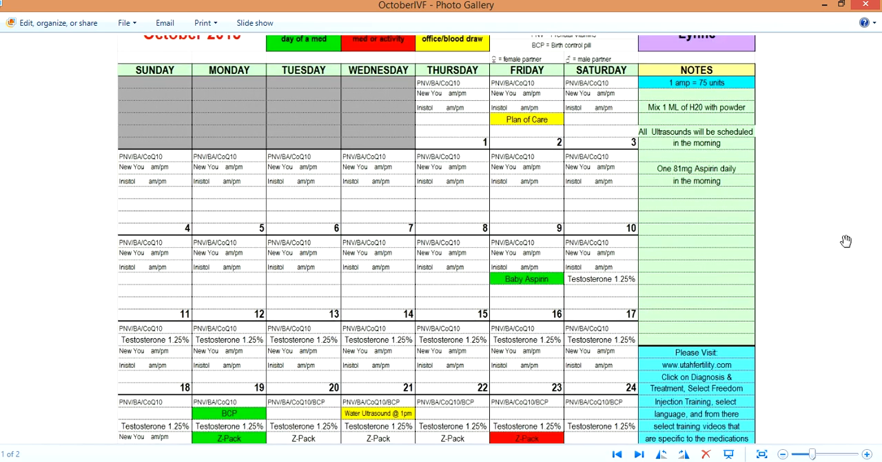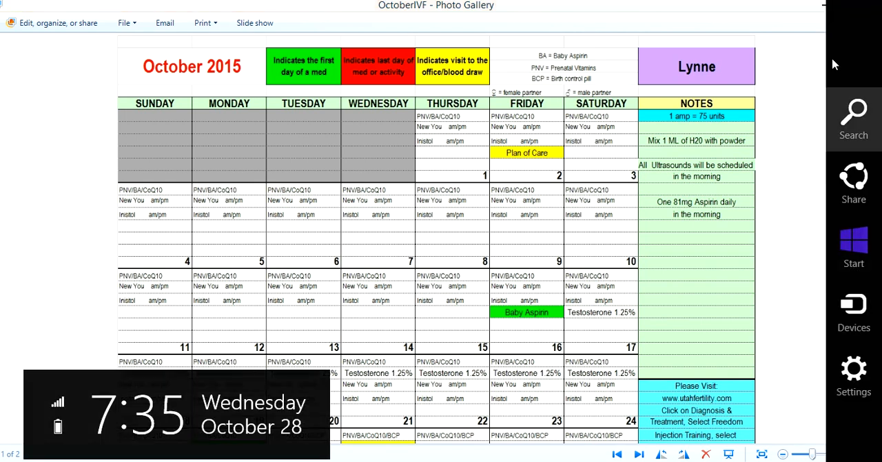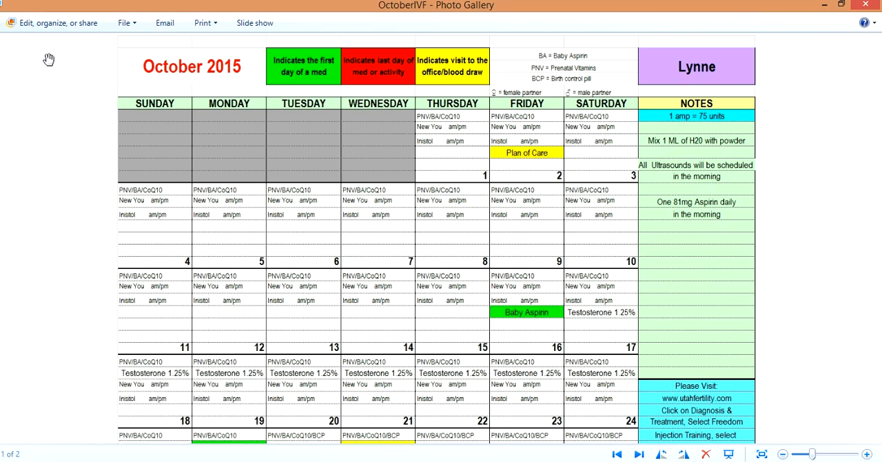Hey everybody, I wanted to do a quick video on our updated IVF calendar, so we'll just jump right into it. So this is the October calendar. We got this on Monday, and so everything is set in stone, 100% updated. So this is the October calendar.